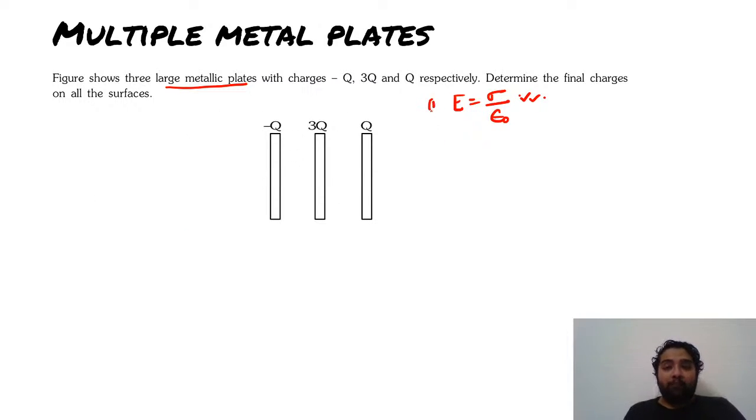And one more property we already know from this is that the field inside conductors will always be equal to 0. This is one more property we'll use.